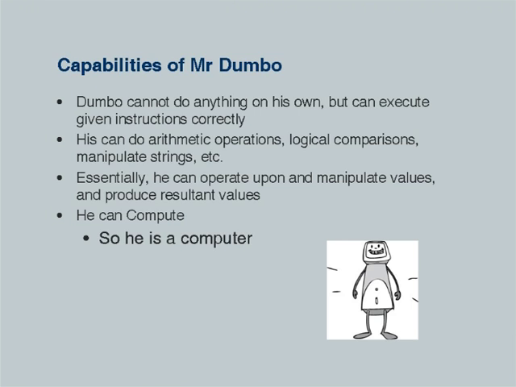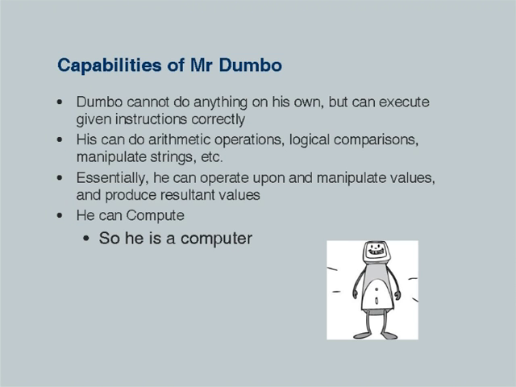Basically, he can do arithmetic operations and logical comparisons. He can manipulate strings. He can take a long name and break it into two pieces, three pieces, called making substrings. He can add numbers. As we shall see later, he can even calculate logarithms. He can calculate sine and cosine. He cannot, of course, do symbolic manipulation. He cannot solve differential equations through symbolic manipulation. He essentially does numerical computations. So essentially, our friend Dumbo can operate upon and manipulate values and produce resultant values. That is Dumbo's limited capability.